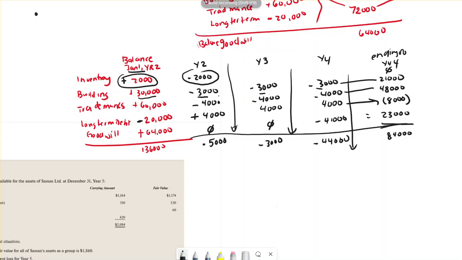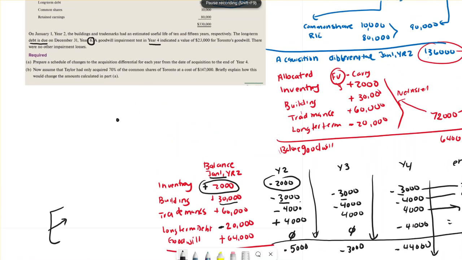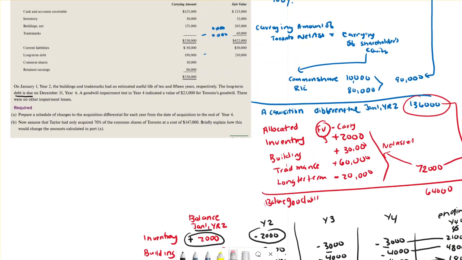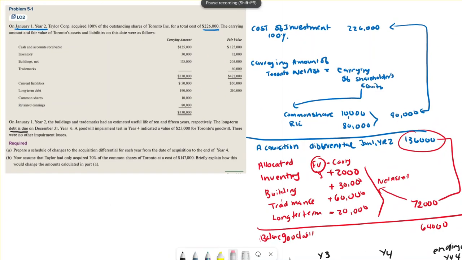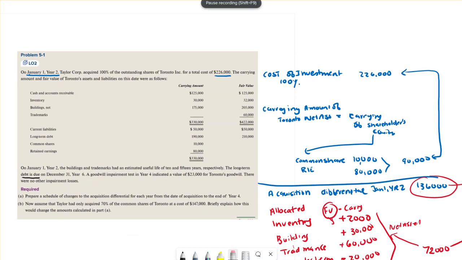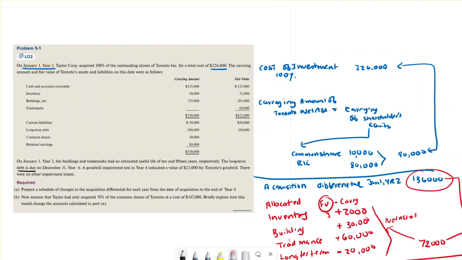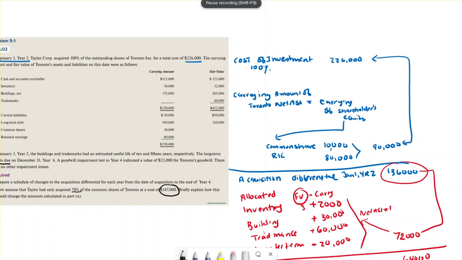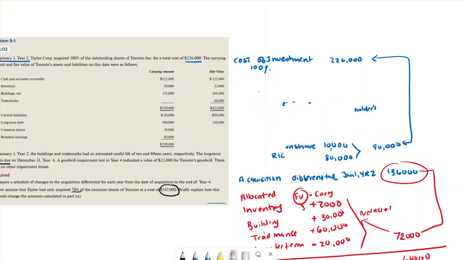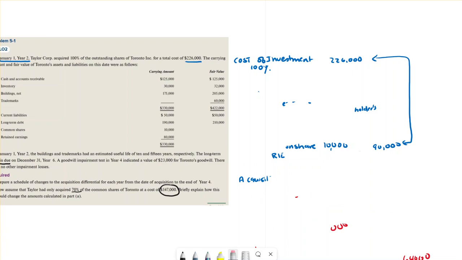Now this is the first part, and the next part is I am going to use the same information that we have, but we cannot do that. So now this is going back to chapter 4. What they did is they took over the company, but we only owned 70% of it before, and what we did is we paid 147,000. I'm just going to erase this because it gets too much here.